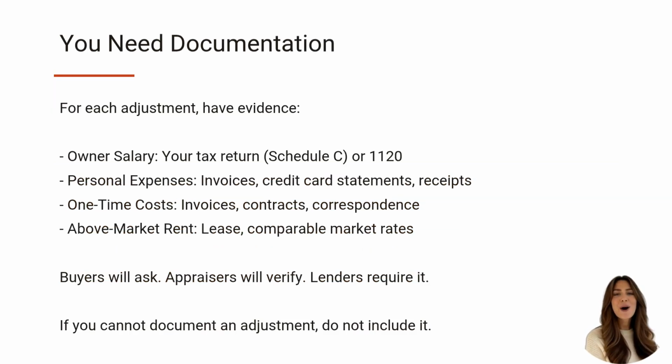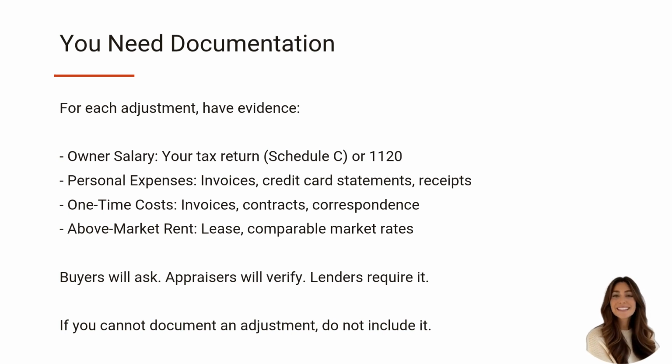Here is the critical part: documentation. For every adjustment you make, you need to prove it. Your own tax return is the starting point. For personal expenses you are adding back, you need invoices or credit card statements. For one-time costs, you need documentation that it is actually one time. This is not paranoia. It is how business is done.